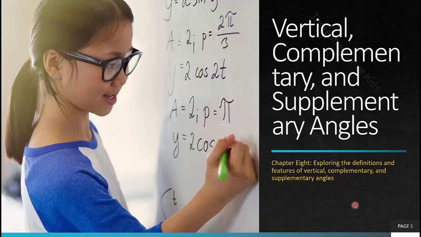And in this lesson, we're going to be beginning Unit or Chapter 8 of our 7th grade math course, where we're going to be talking about angles and geometry, things like that. So in this first lesson, we're going to be looking at vertical, complementary, and supplementary angles. Chapter 8: Exploring the definitions and features of vertical, complementary, and supplementary angles.